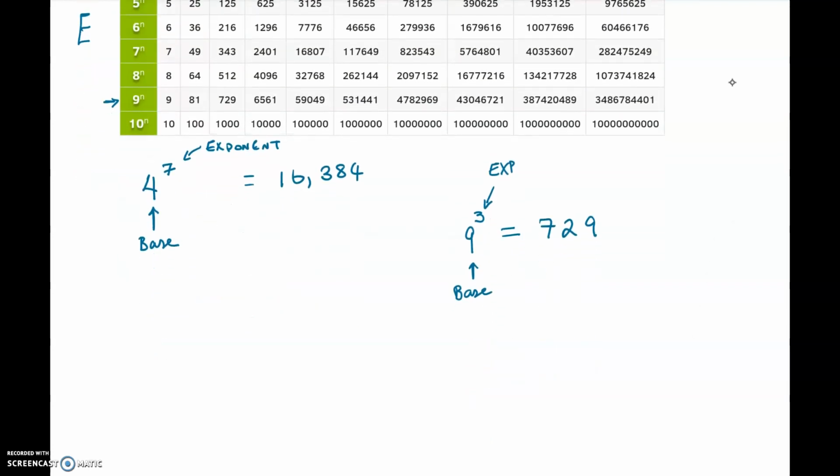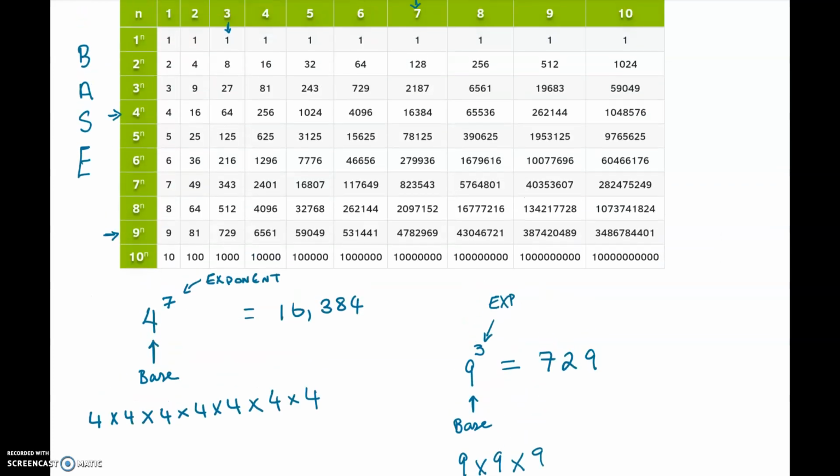Remember, 4 to the 7 means 4 by 4 by 4 by 4 by 4 by 4, that's 1, 2, 3, 4, 5, 6. We need one more. 4. Now, if we didn't have the table, we'd have to work all this out, or, of course, you could go to the calculator. But it would take a lot more time, and this one would be 9 times 9 times 9. Not quite as strenuous as 4 to the power of 7. But that's going to be useful for us.